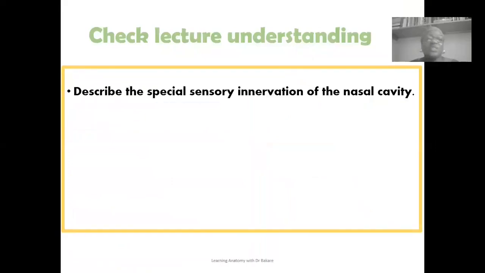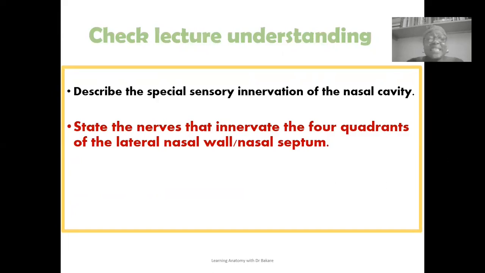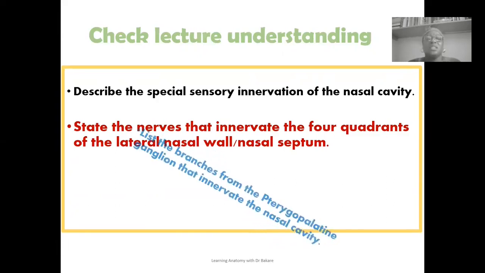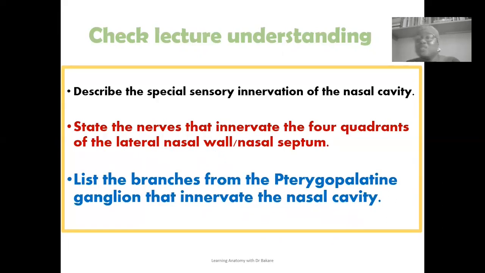So let's check our understanding of this lecture through the following questions. The first one is to describe the special sensory innervation of the nasal cavity. We already established that there is a special sensory innervation of the nasal cavity, which is the sense of smell, and this is specifically carried by a specific type of nerve. Then the second question is to state the nerves that innervate the 4 quadrants of the lateral nasal wall and also the nasal septum. The third question is to list the branches from the Pterygopalatine ganglion that innervate the nasal cavity.